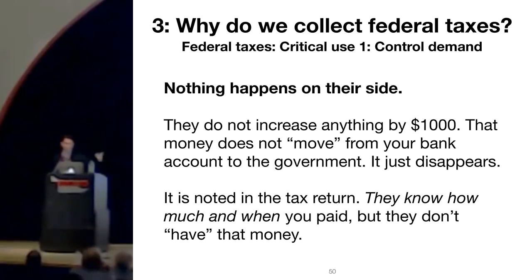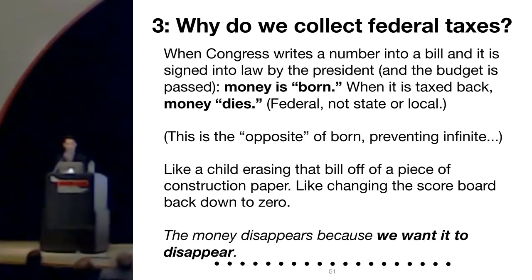They don't raise anything by $1,000. That money does not move from your bank account to the government's bank account. However, they have your tax return and they've notated on your tax return how much you've paid. They know how much you've paid and when you've paid it, but they don't have that money. It simply disappears from you. So when Congress writes a number into a bill and it's signed into law by the president and through the budgetary process, money is born.